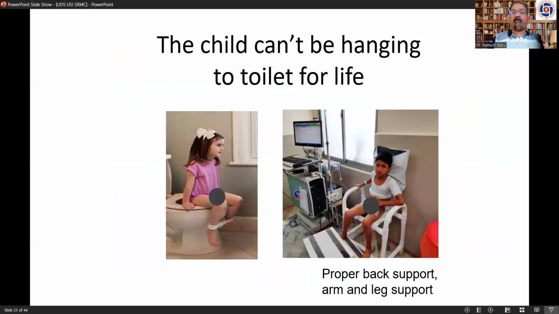The child cannot be hanging to the toilet for life, so you have to give the child a supporting stool, and there should be a backrest also. So that is when they can be relaxed, and there is an armrest also. That is how your urodynamic setup has to be.